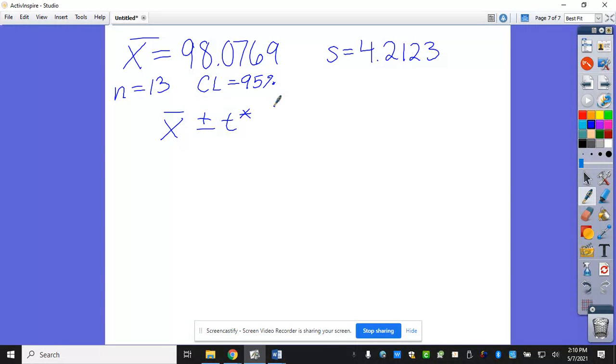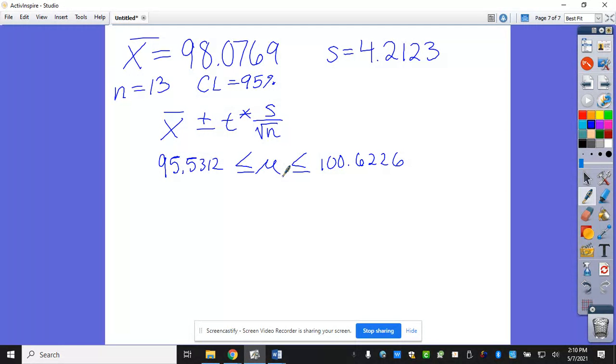So then what? So I now have everything I need. I can figure that out. Let's skip straight to, did anybody write down what that gives us? 95.5312 and then 100.6226. What goes here?